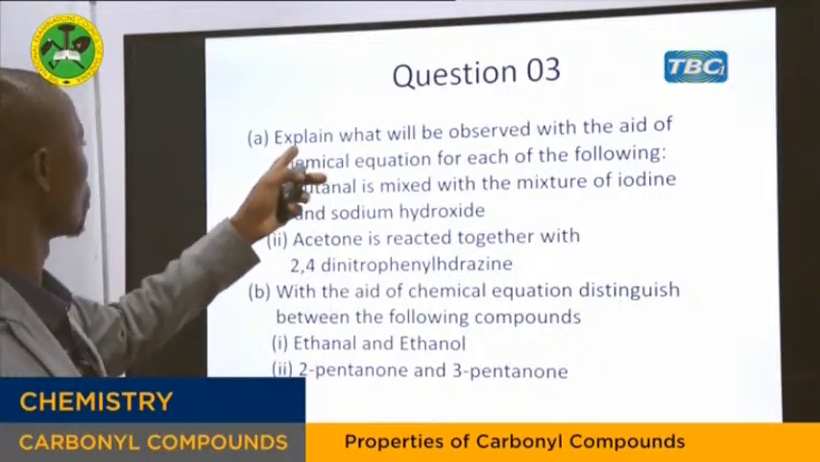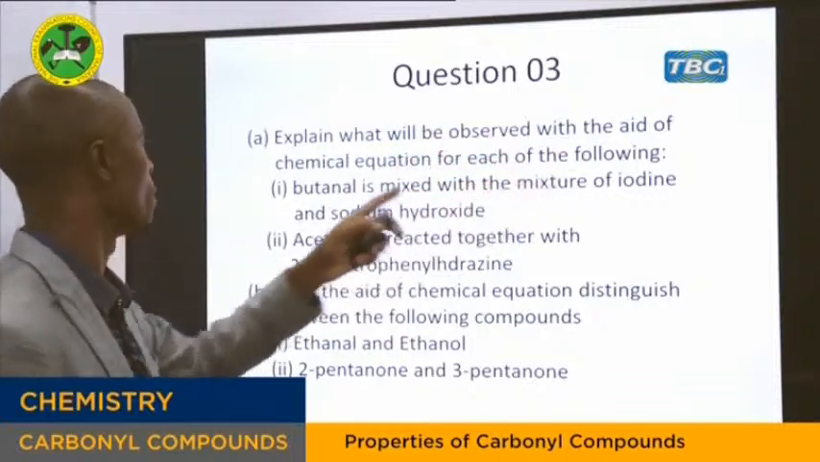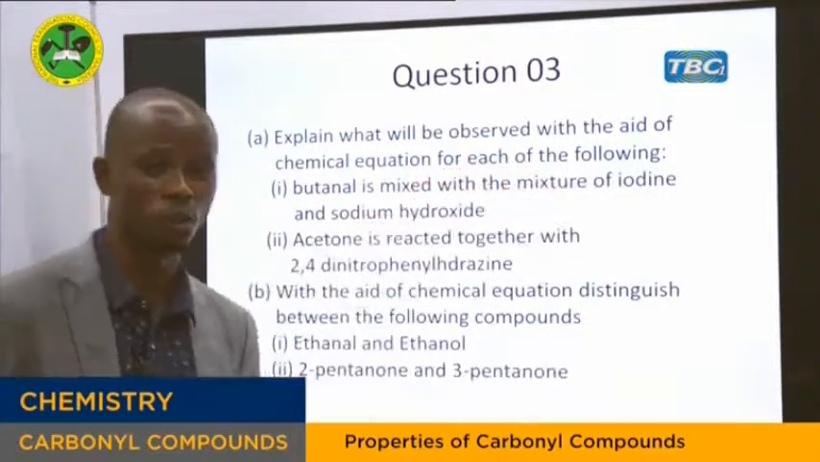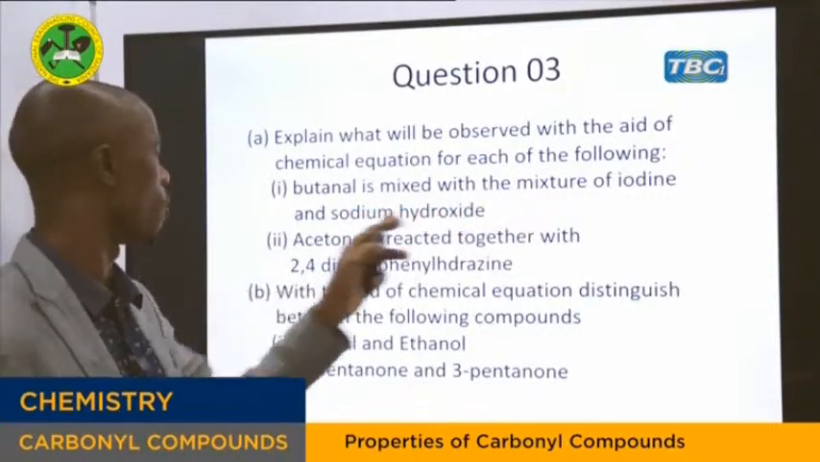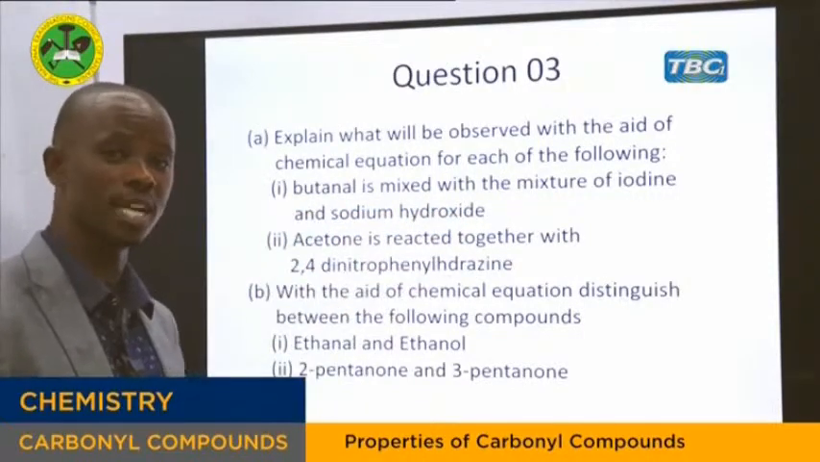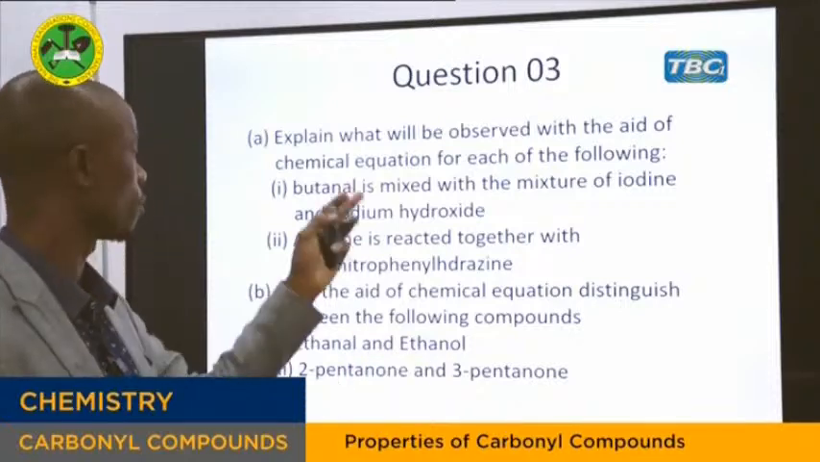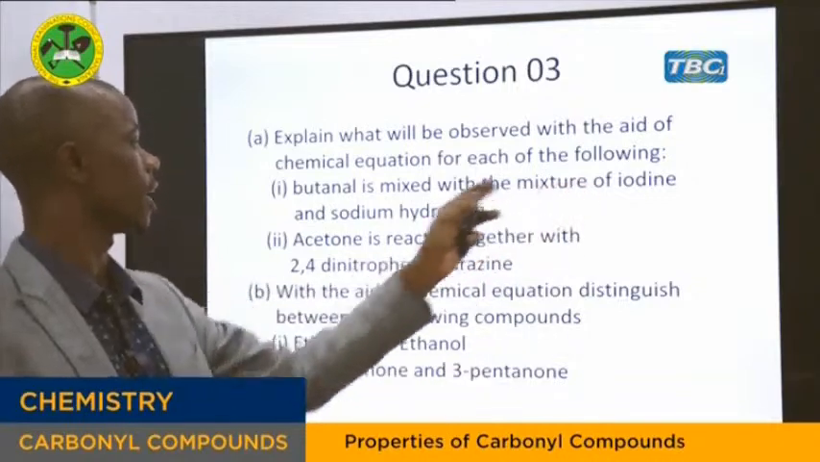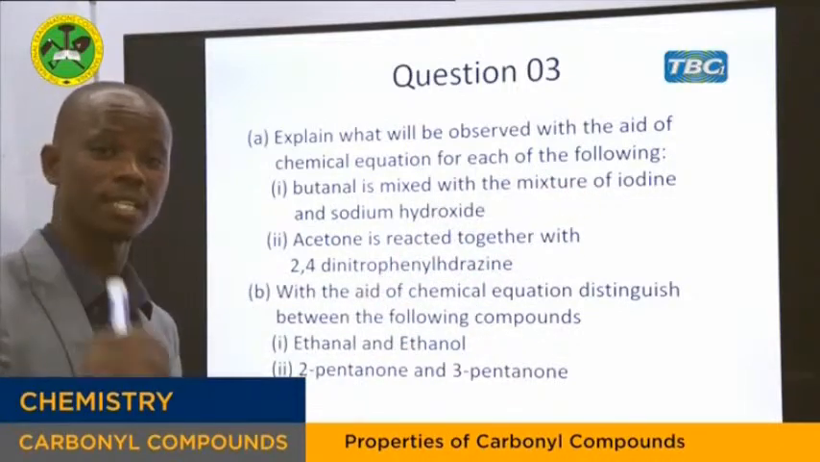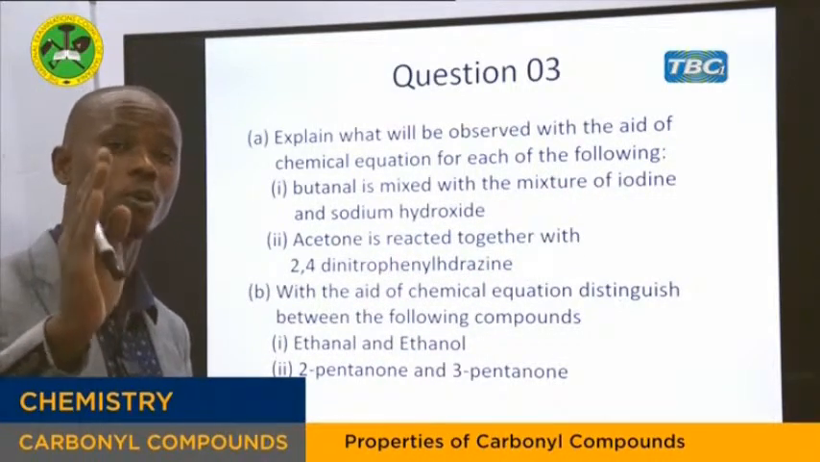The example of this question: explain what will be observed, with the aid of a chemical equation, for each of the following. For example, Roman 1, butanal is mixed with a mixture of iodine and sodium hydroxide. It's just to guide you. How are you going to solve this question? Butanal is an aldehyde, and this is the iodoform test. Remember the iodoform test? It is the test for the presence of a terminal methyl group.